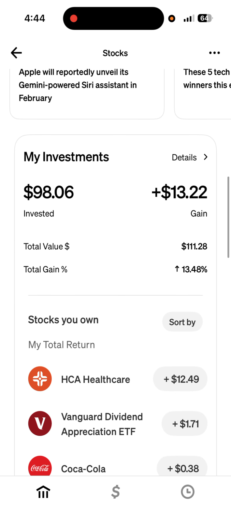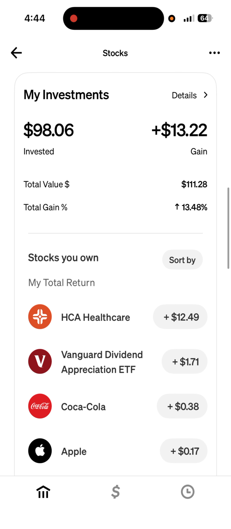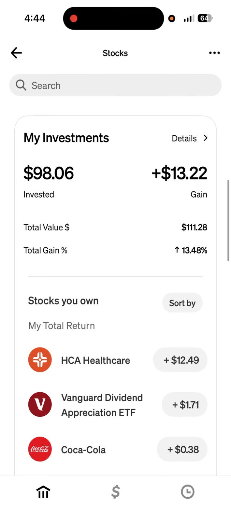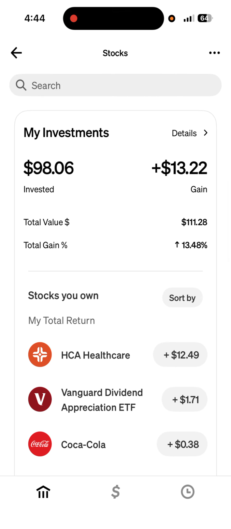If you look at the investment portfolio, at the right here it says my investments, and at the bottom it shows how much I've invested, which is $98.06. And to the right of that, it shows how much my investment grew, which is $13.22. That's how much my investment grew in value. So I made a total of $13.22.